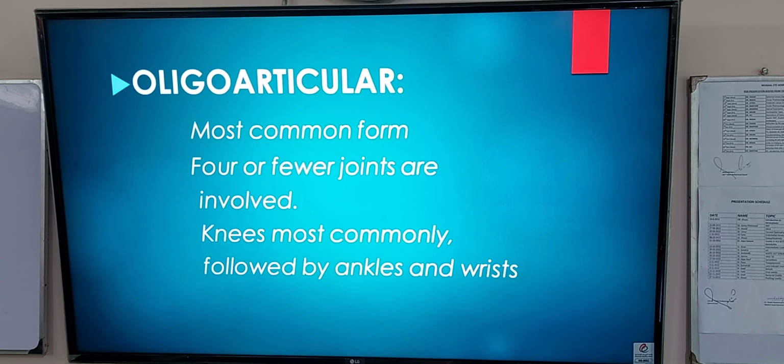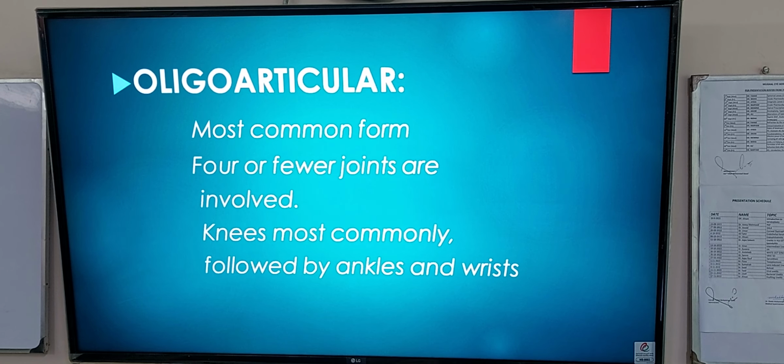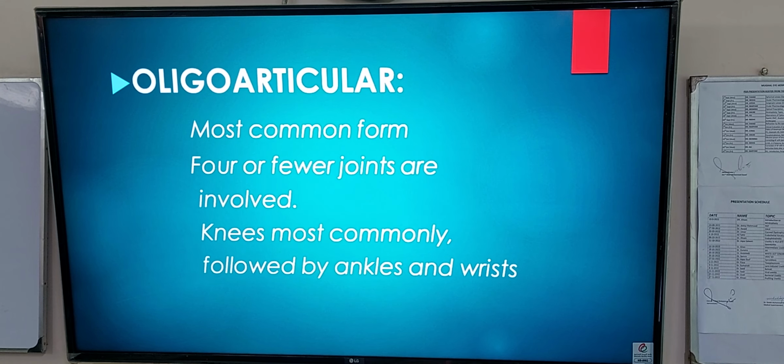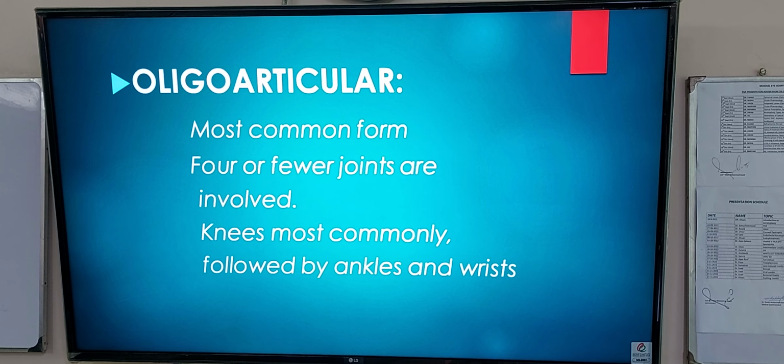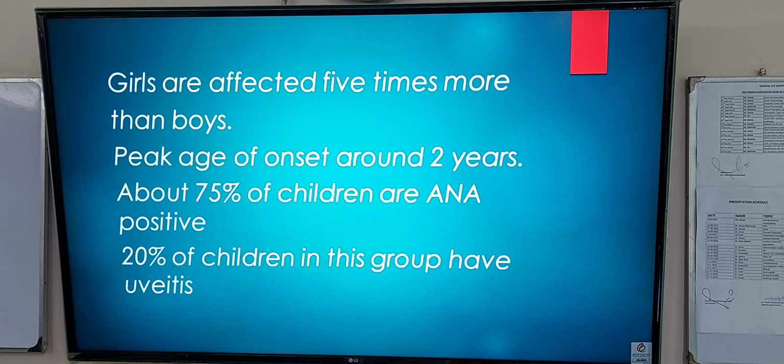Okay, start please. Into oligoarticular, polyarticular, and systemic involvement. Oligoarticular is the most common form in which 4 or fewer joints are involved. Knees are most commonly involved, followed by ankles and wrists. Girls are affected 5 times more than boys, and peak age of onset is around 2 years. About 75% of children are anti-nuclear antibody positive. 20% of children in this age group have uveitis. Anti-nuclear antibody is a strong risk factor for the occurrence of uveitis.